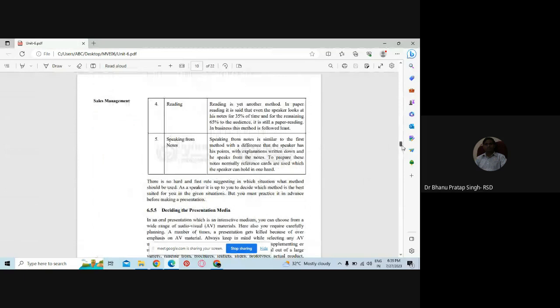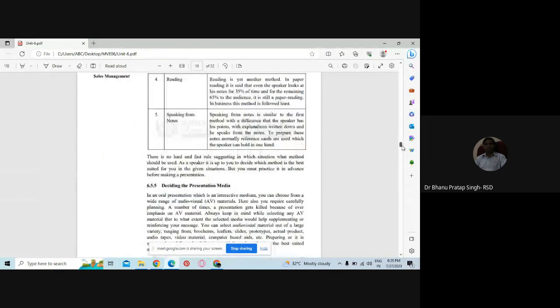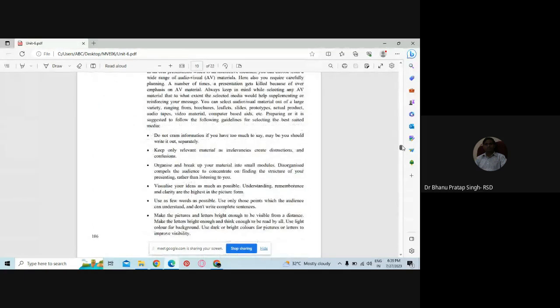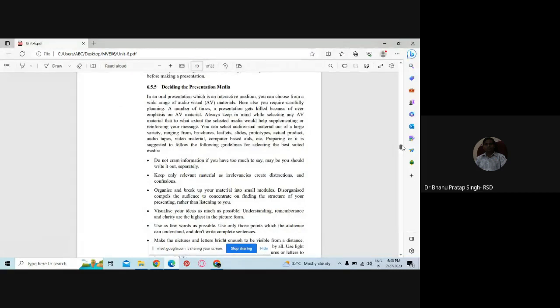The next is deciding the presentation media, which kind of media the presenter has to use. It basically depends on the clientele, for which clientele the presenter is going to present. If audio visual aids are required, he uses audio visual aids. If only written communication is required, he uses only written communication. If oral communication is required, then he uses only oral communication.